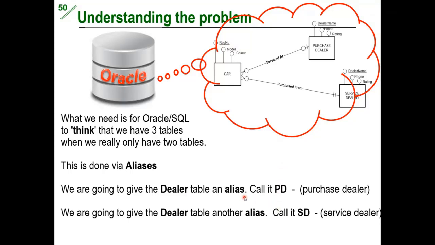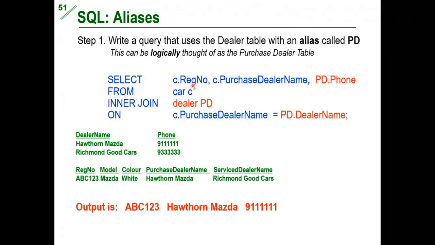So we can have two aliases to refer to two logical tables. Let's call PD our purchasing dealer. Let's have another alias called SD for our service dealer. So physically no two tables, but logically we created two tables. That is what we have done. Now let's go through the steps first. The first step is to write a query that uses the dealer table with alias PD to grab the information regarding purchasing dealer details. This is how I write it.